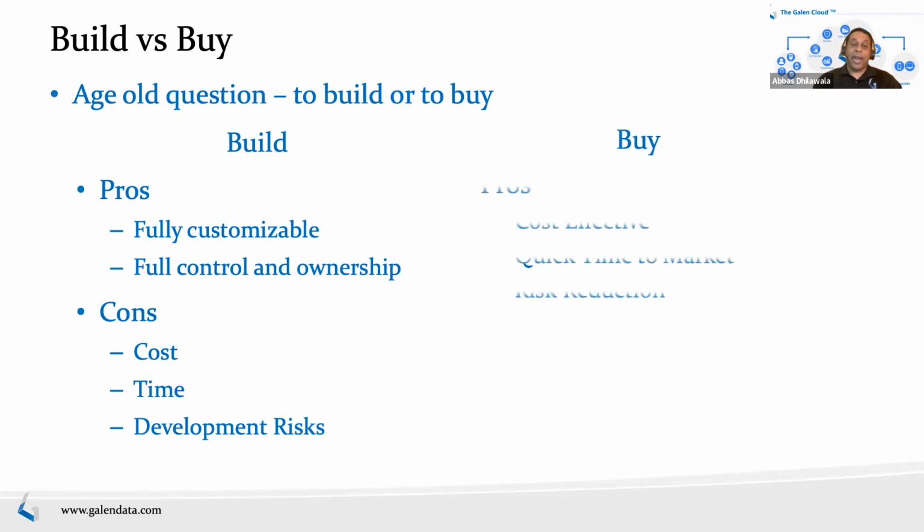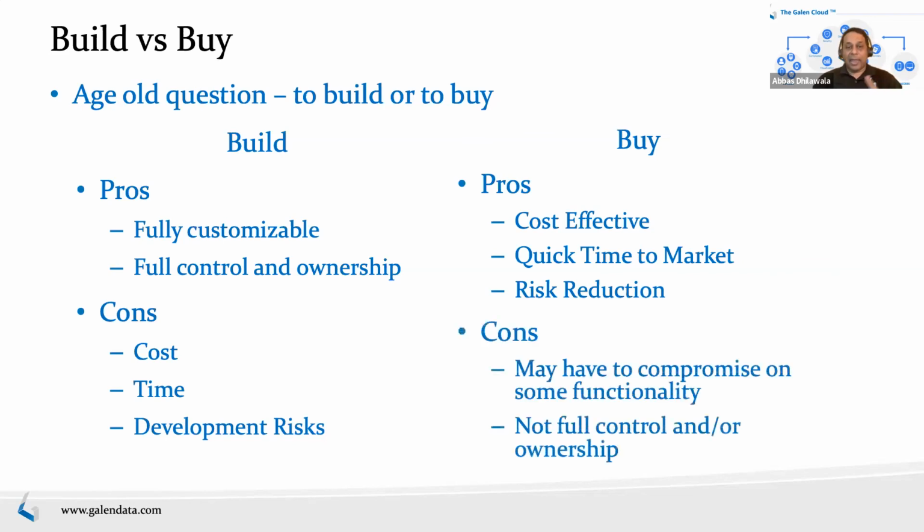If you buy, on the other hand, you drive down those risks. It's more cost effective. Generally, you have quick time to market for at least the connected aspect of it, and you have development risk reductions. And if you're using a system that's been used over and over, then you also know that it has gone through several usages, so that overall risk reduction is there. And then the cons: obviously you may have to compromise on functionality, and you may not have full control and ownership. So again, you have to do that analysis and see what makes sense.